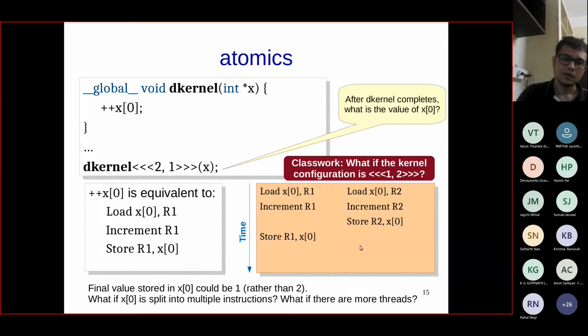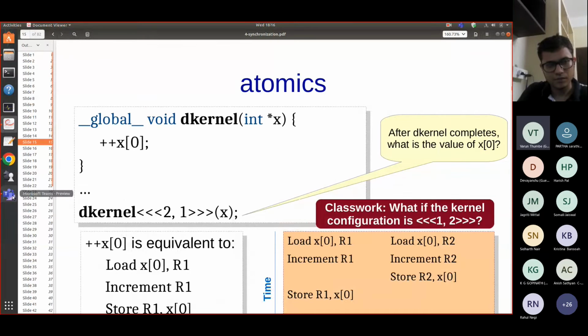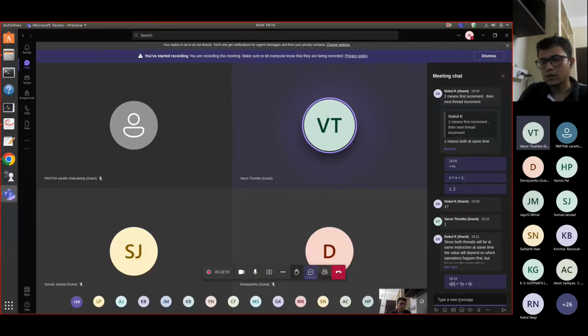One other question is, what does split into multiple instructions mean? I didn't get it. You have written star x plus 0. How is that multiple instructions? What will be the next instruction?